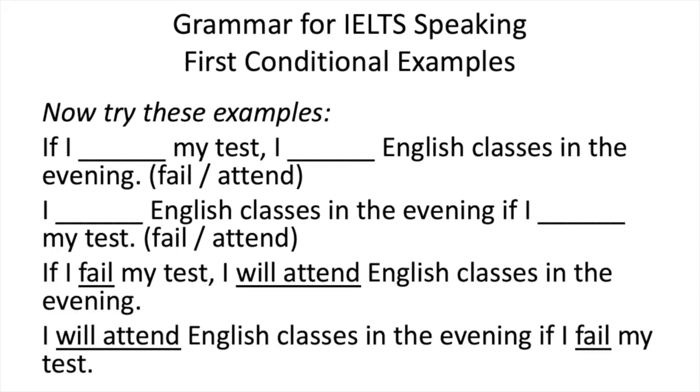Now let's go to the answers. For the first sentence, we need fail and will attend. You notice in the first sentence, we need to put fail, which is in the present simple tense, because this is in the clause containing if. And then after the comma in the other clause, we need to put will plus the base form, will attend. Now the second sentence is inverted, so we need to put will attend in the first gap and fail in the second gap.